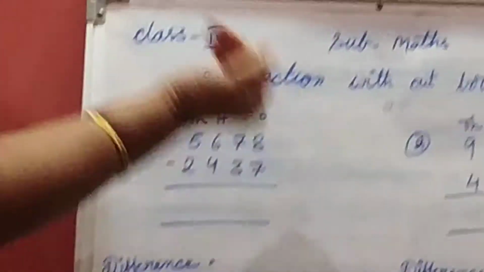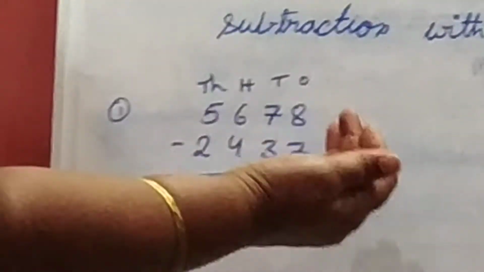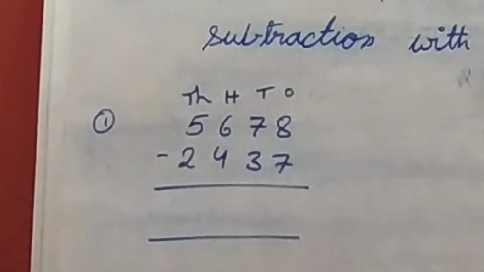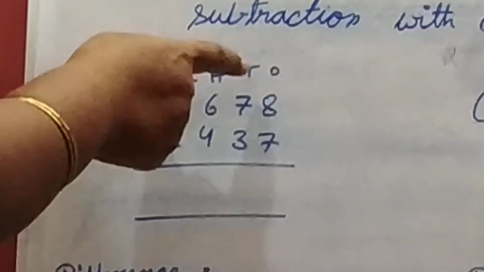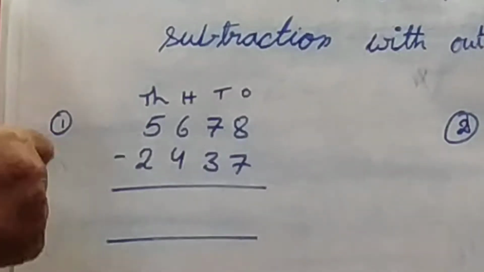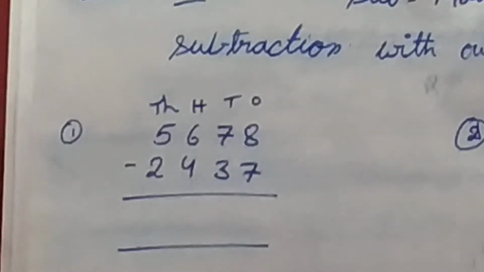ones place, that is in the right hand side corner. The ones place is in the right hand side corner, and we have to start doing subtraction from the right hand side corner. What are the numbers in the ones place? First, the right hand side corner we have the ones place, and what are the numbers in the ones place here? Here on the top we have 8, and we have to subtract 7 from 8.